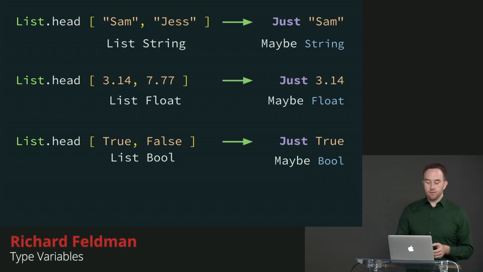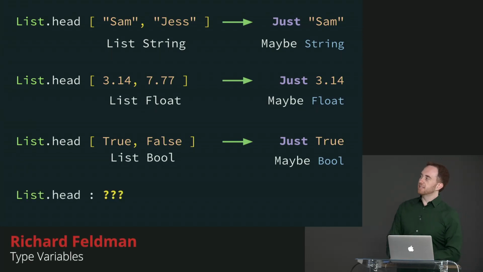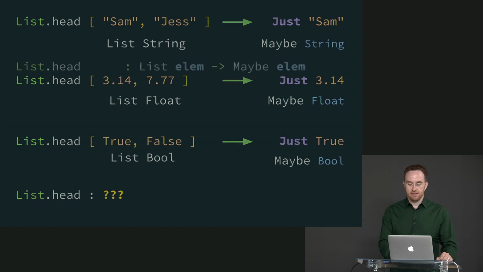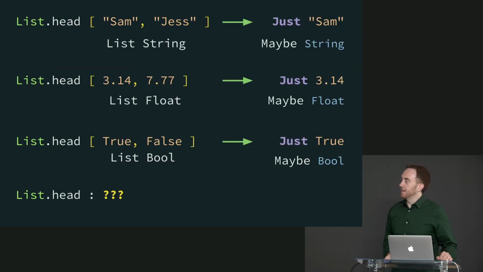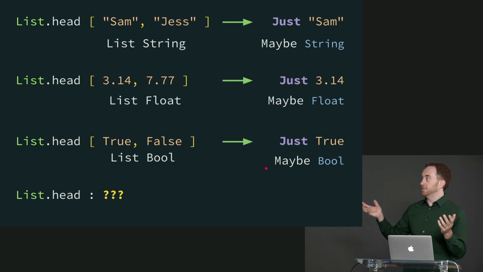So this kind of begs the question, what is the type of list.head? I mean, it can't just be one of these, right? It can't be list.head takes a list of strings and returns a maybe string, or list.float and returns a maybe float, or even list.bool returns a maybe bool, because it's all of those. Depending on how it's used, it ends up with a different type parameter.